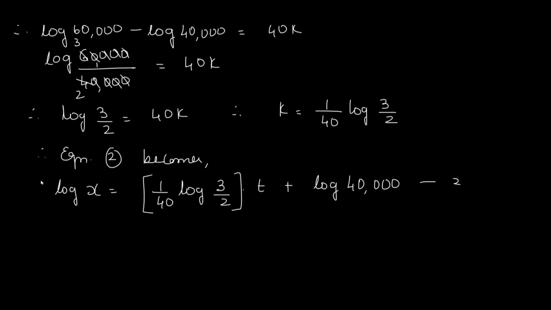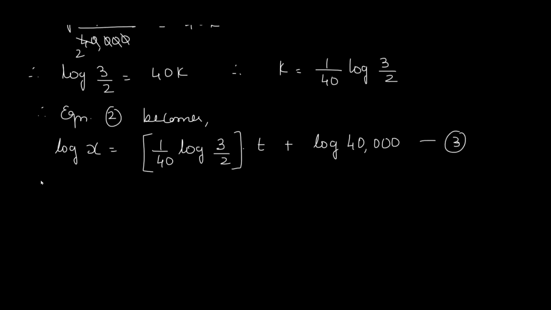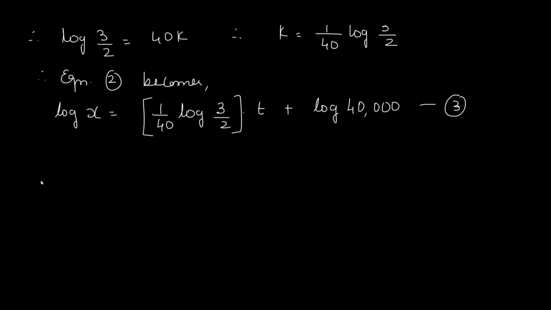So suppose this is equation 3, just for representation purposes. Now finally, we have to find the population in 60 years. 20 years further, we have to find the population. So 20 years further means 40 plus 20, it becomes 60. So when t is equal to 60, what is the value of x? What is the population at that time? This is what we are finding out finally.